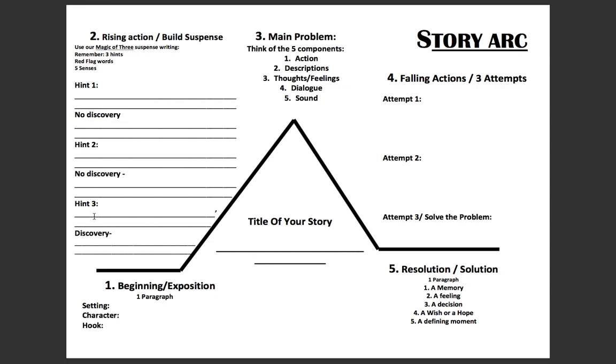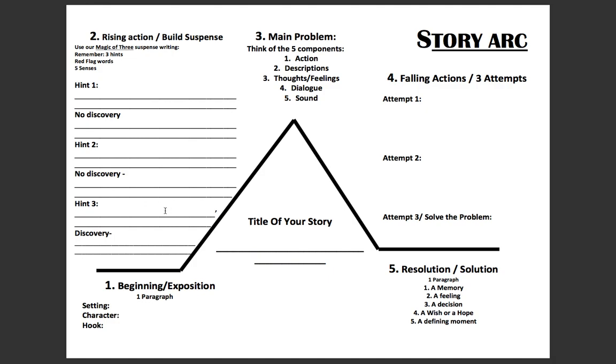We have to use all of those components to build suspense. So remember, in hint number one, we usually say, all of a sudden, I heard a loud bang coming from upstairs. Then you have to tell us what it was. Usually where it says no discovery, we don't know what it is yet. It hasn't been revealed. Then in hint two, you use a different sense, so it's, I smelt something. That gives you another layer of suspense, but again, no discovery. We don't know what it is yet.